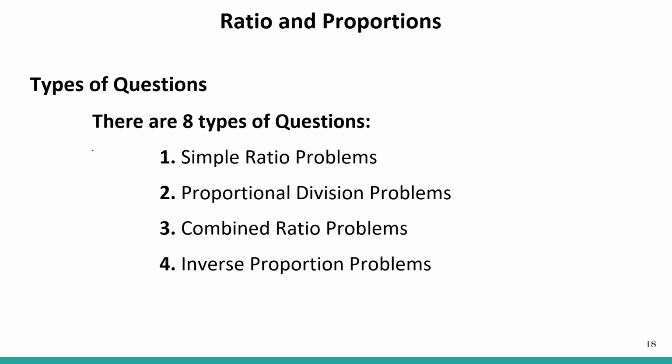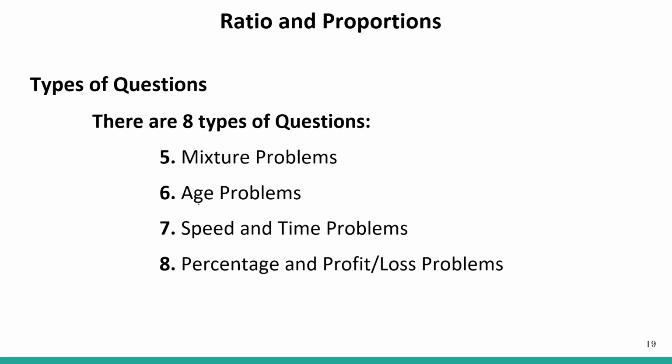So let's see the types of questions that are asked in the exam on this ratio and proportion topic. The first kind is simple ratio problems. We will see what simple ratio problems are, how to solve them and how to tackle the various concepts. The second kind is proportional division problems. The third kind is combined ratio problems. The fourth kind is inverse proportion problems. The fifth is mixture problems. Then we are left with age problems, speed and time problems, and percentage and profit and loss problems.